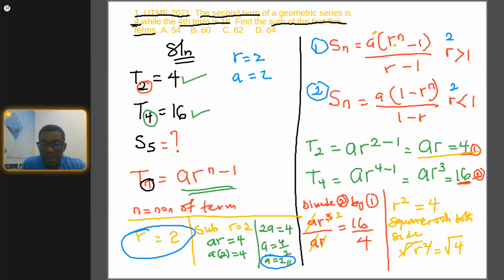But here, R is less than 1, and 2 is less than 1 is not correct. So we can't go for this formula. We'll be going for this formula that says R is greater than 1. So if I may ask, which of the formulas are we going to use? Is it the number 1 formula or the number 2 formula?